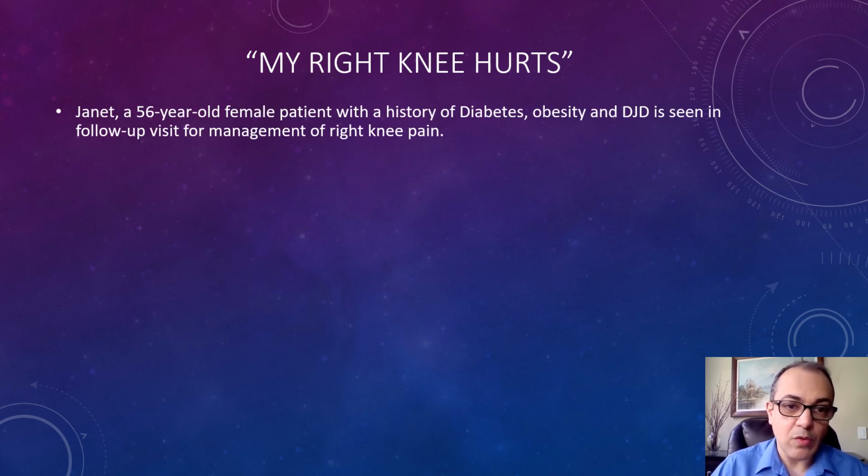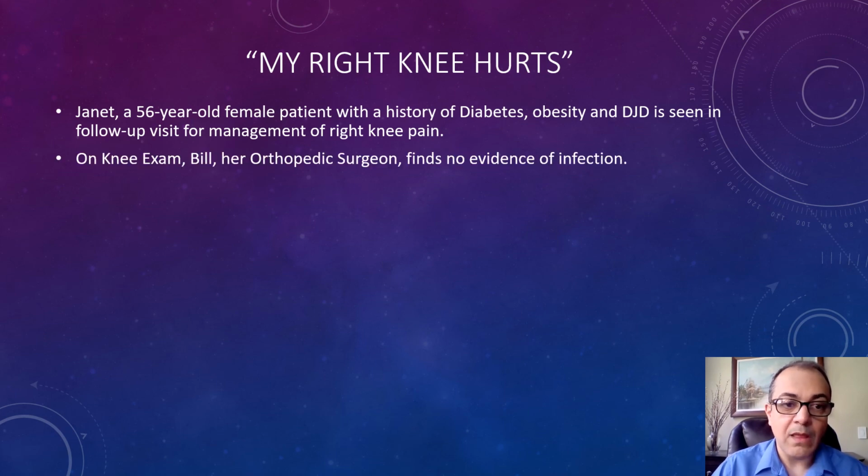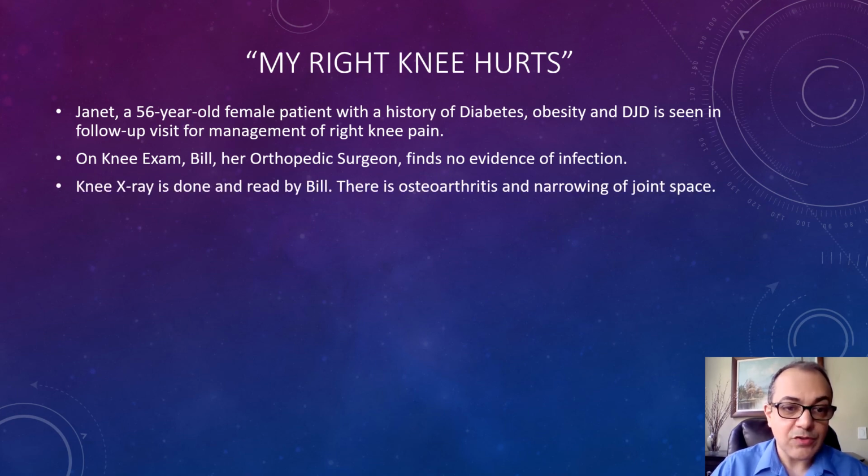Janet is a 56-year-old female patient with a history of diabetes, obesity, and degenerative joint disease. She is seen in follow-up visit for management of right knee pain. On knee exam, Bill, her orthopedic surgeon, finds no evidence of infection. Knee x-ray is done and read by Bill. There is osteoarthritis and narrowing of joint space. So he interpreted that study himself. He looked at the images and interpreted that study.